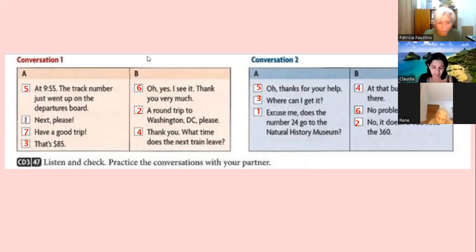Now, girls, I want you to try to practice without looking, okay? You look first, memorize, and speak. For example, conversation 1, you look, next, please. Then you look. A round trip to Washington, D.C., please. Do you understand? Okay.